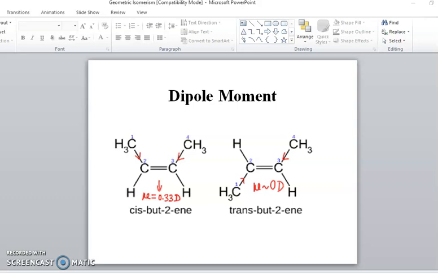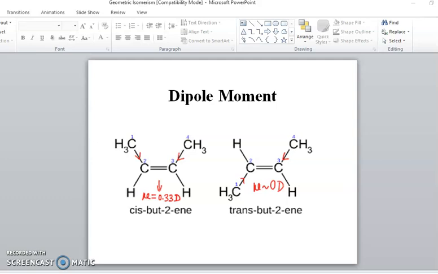Now we'll discuss some of the physical properties of the geometrical isomers. By studying these physical properties, we may be able to distinguish between the cis and trans forms, and we'll check how it is possible. So the first one is dipole moment. Remember, what is dipole moment?